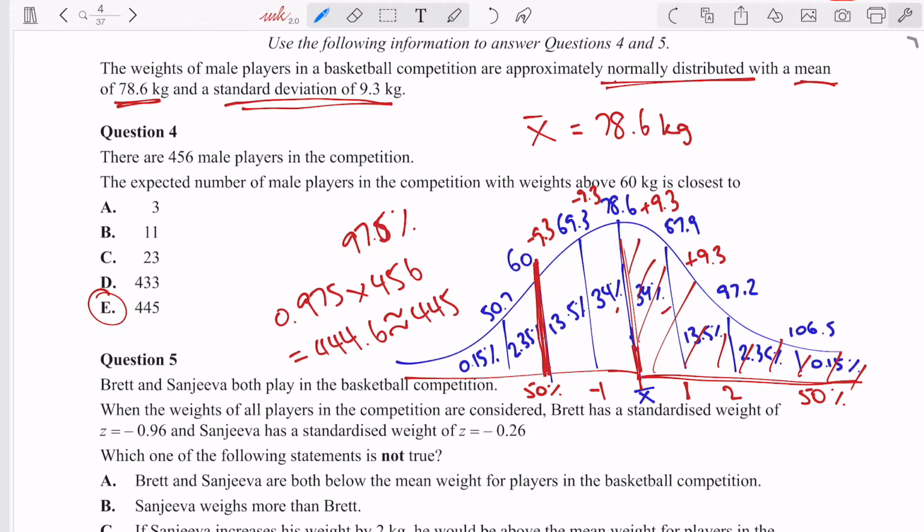I've done 0.975 instead of 97.5 divided by 100, but the easiest way to write it in your calculator would just be 97.5 over 100 times 456, and that'll give you this answer when it's rounded to the closest.